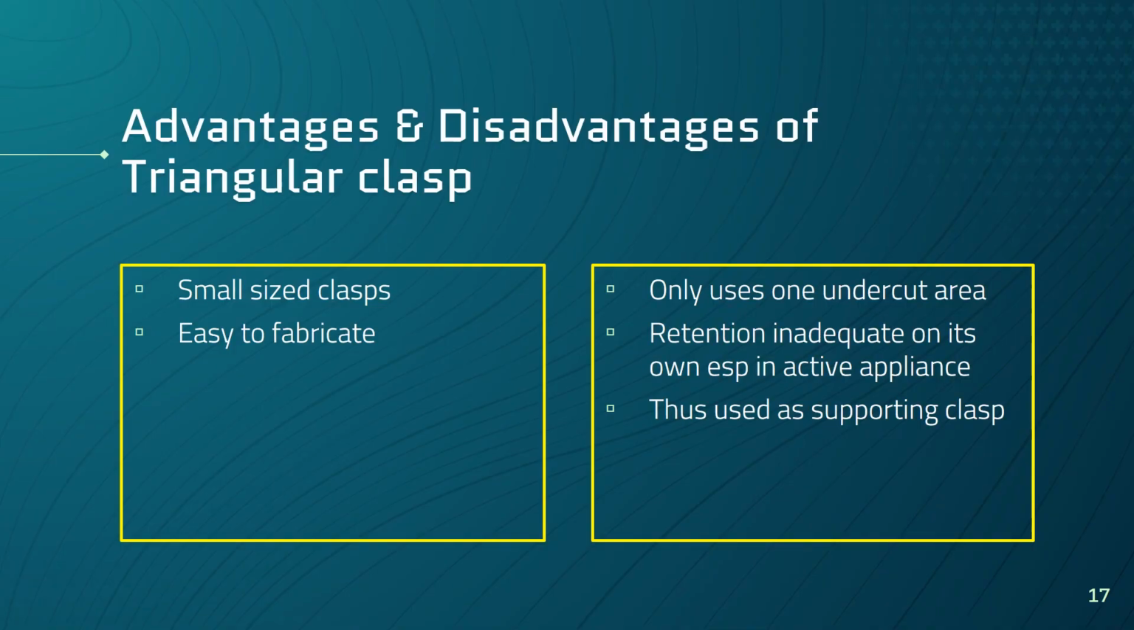Now, the advantage of a triangular clasp is the small size makes the appliance less bulky, and it's easy to fabricate. Now, the disadvantage is that a single clasp only uses one undercut area. Thus, again, retention is not sufficient on its own, and thus it's only used as a supporting clasp.